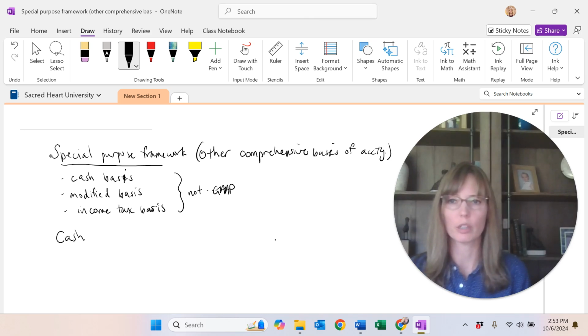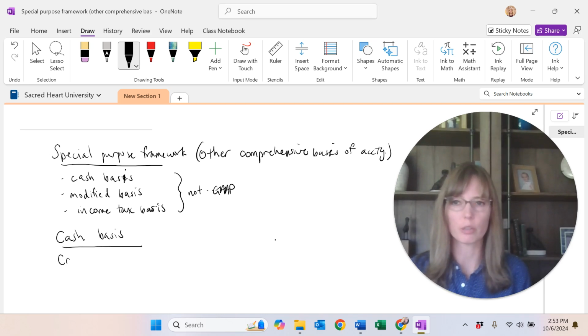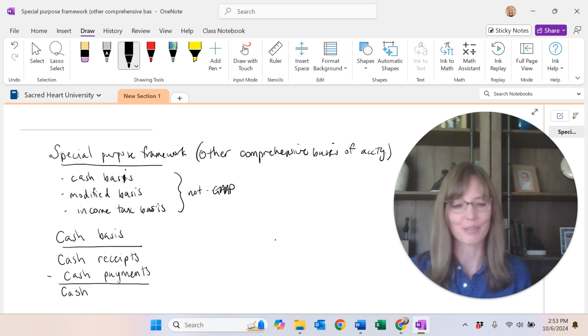So what the cash basis will look like, as you can already imagine, your revenues are going to be recorded when you receive cash. So your income statement is going to show cash receipts less cash payments. Think of how much easier your lives would be if this was the only accepted method. No principles of financial accounting, no intermediate 1, 2, no this class. Aww.